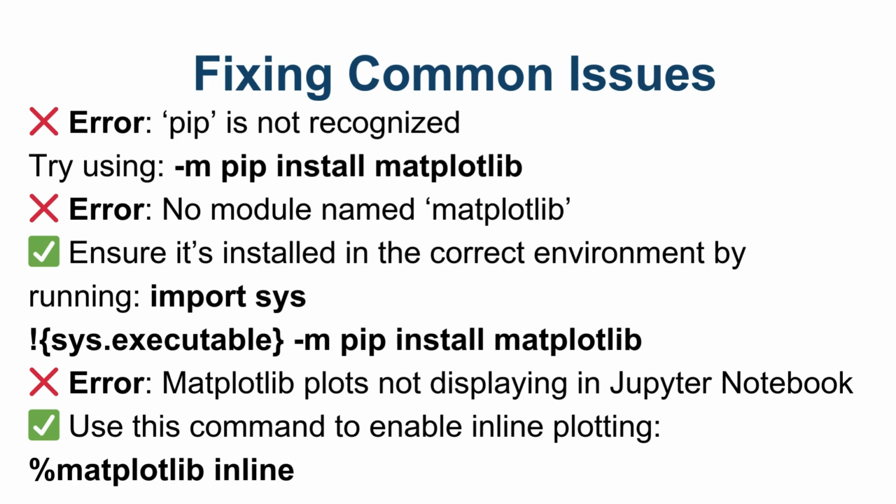Now let us see some common installation issues and let's see how to fix them. So the first error is that pip is not recognized. For that we can try using python -m pip install matplotlib. The second error is that no module named matplotlib. So for that what we can do is we need to ensure that it is installed in the correct environment by running import sys, !{sys.executable} -m pip install matplotlib.